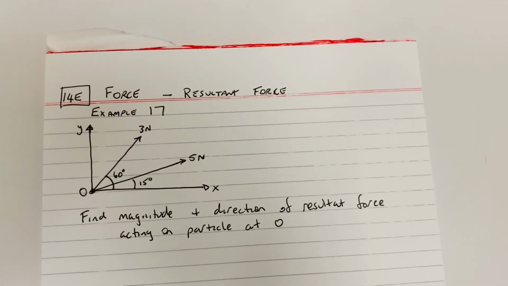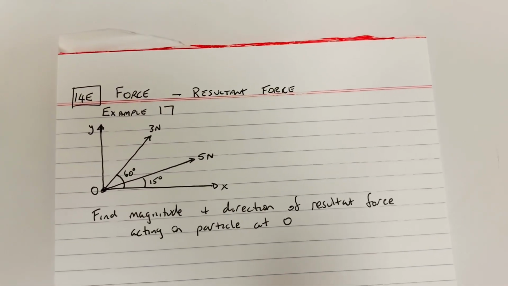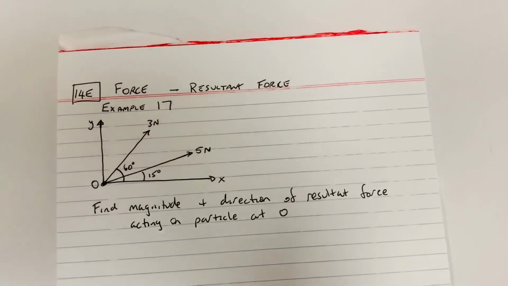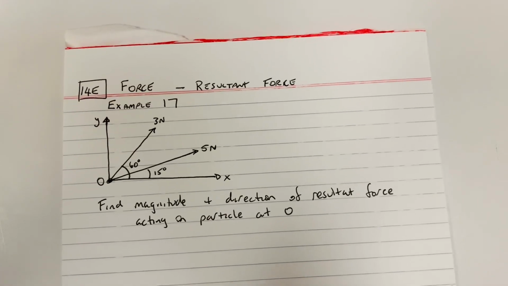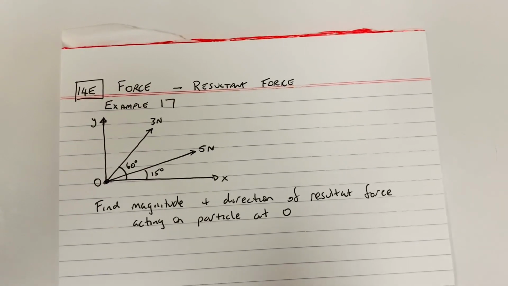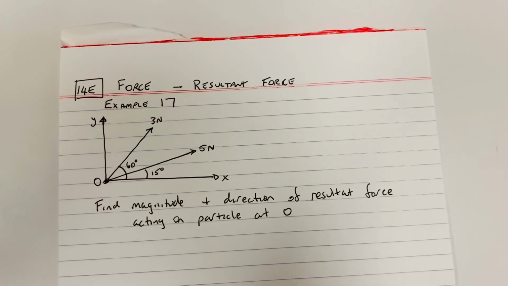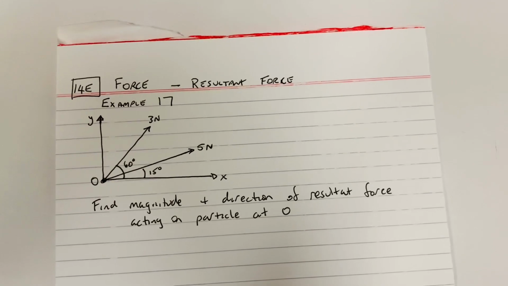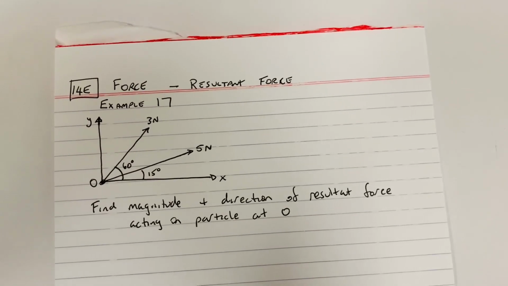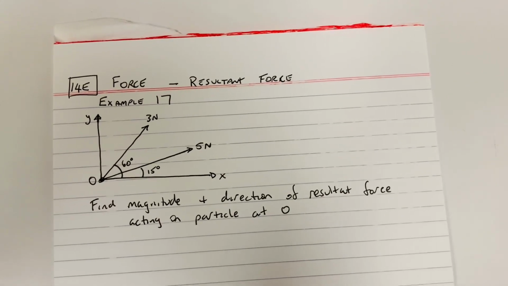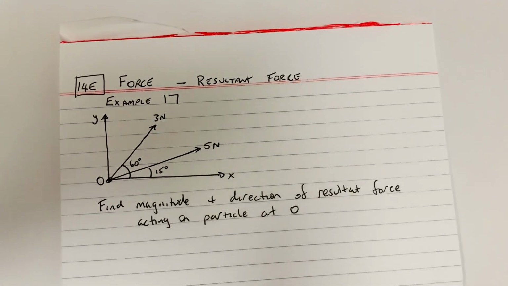Okay, section 14E, force. Specifically, we're going to talk about resultant force, which is example 17. We're asked to find the magnitude and direction of the resultant force acting at a particle at the origin by these two forces: 5 newtons, which is at 15 degrees to the x-axis, and 3 newtons, which is 60 degrees to the x-axis.